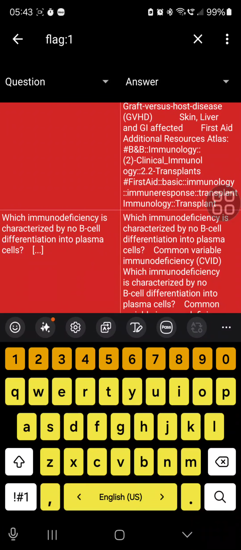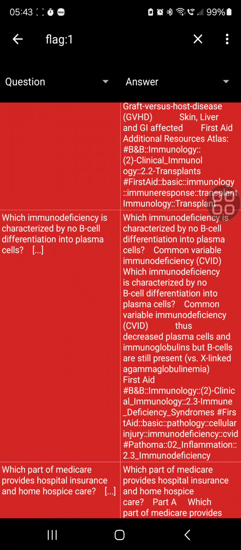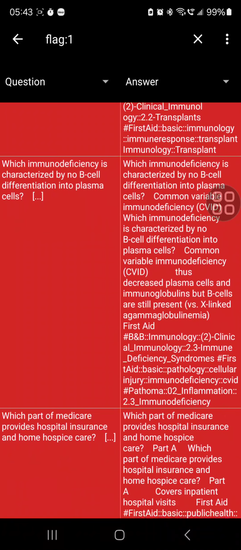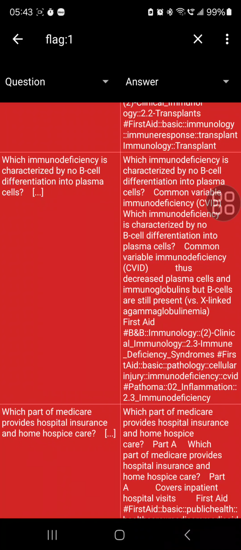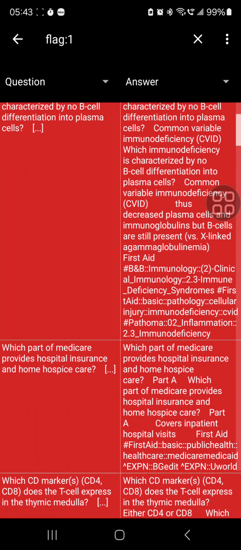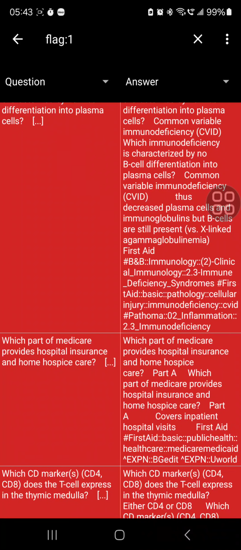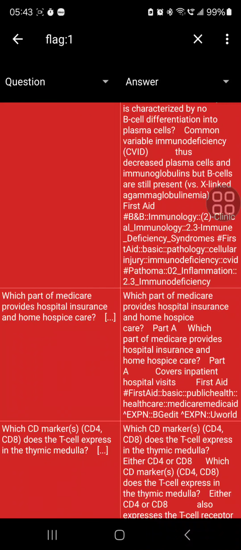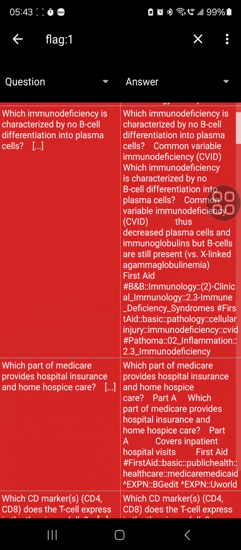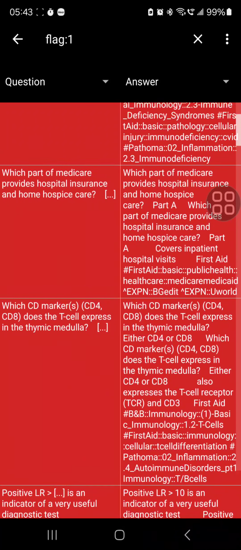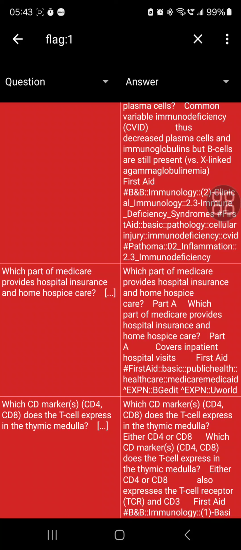Which immunodeficiency is characterized by no B cell differentiation into plasma cells? Common variable immunodeficiency. In that, we have decreased plasma cells and immunoglobulins, but B cells are still present, versus X-linked agammaglobulinemia, where B cells are absent and immunoglobulins are not present.